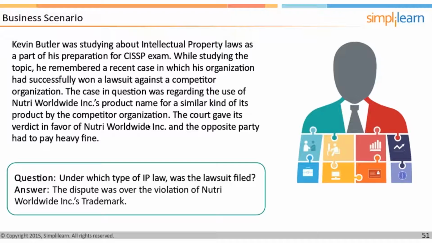So that's why it's very difficult to have prosecution for your digital crime, your digital criminals. It's very difficult because it depends on the law of the land, and if it's a different country, then you'll have to follow the law of the particular country. Well, this is your business scenario.